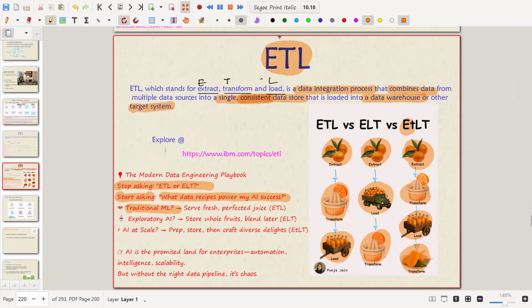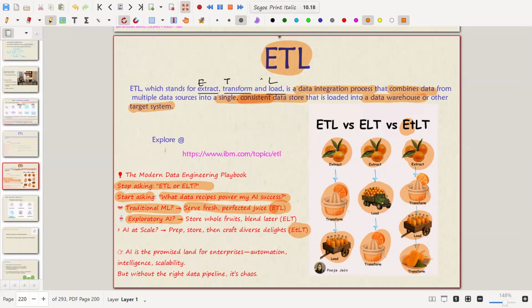So if you have traditional ML tools, then ETL usually works, because you serve the fresh juice. If you are doing exploratory AI, then store the whole fruits and blend them later. That is the ELT method. If you want to do any further scaling of large-scale AI tools, then you can use ETLT: extract, transform, load, and again transform.